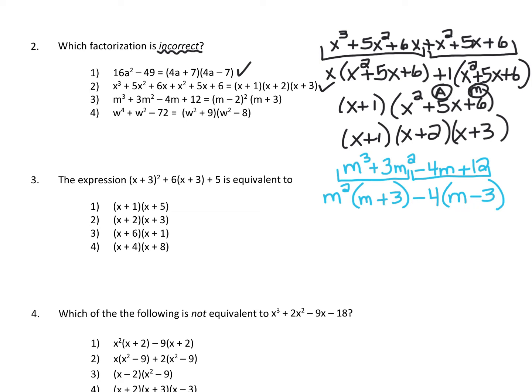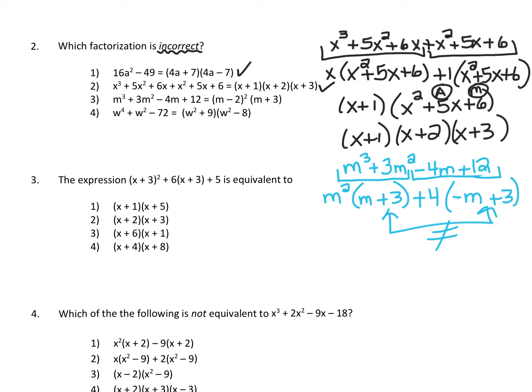Even if I had tried to take out a positive 4, what would happen is a negative divided by a positive is a negative. That would leave me with a negative m and then plus 3 in parentheses. So either way, these parentheses don't match. Those are not equal, so we can't do this one by factor by grouping. It's not going to factor for us nicely like that.